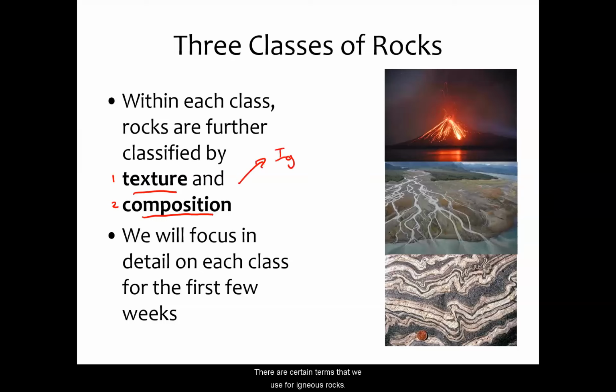There are certain terms that we use for igneous rocks only, certain terms that we use for sedimentary rocks only, and there are certain terms that we use for metamorphic rocks. And that's because the texture and the composition, the reason that we classify them that way, as we'll see, is because these variables give us clues as to how each type of rock formed. And if we're reading these rocks, the reason we care about any of these rocks at all, it's because we can look at those rocks and learn something about what Earth was like when these rocks were being formed.